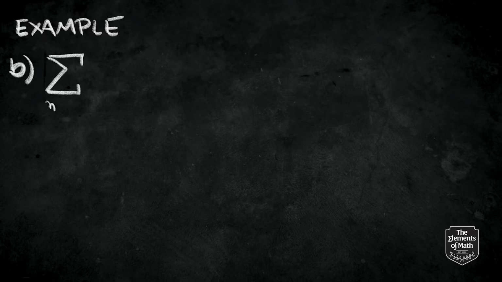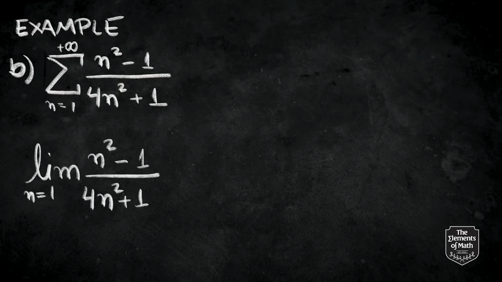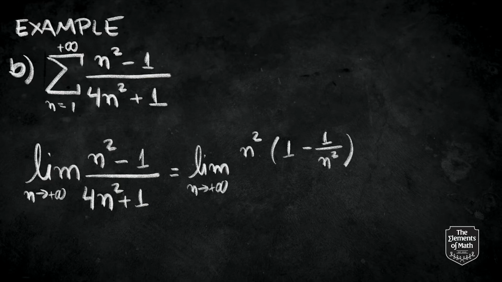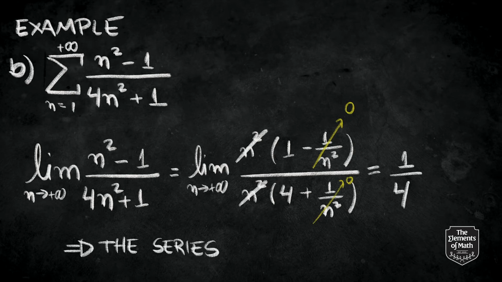Great. So let's see one more example. Example B. Here I'm going to have the series from n equals 1 to positive infinity of (n squared minus 1) over (4n squared plus 1). Again, let's compute the limit. That's the first thing that you have to do. I have no idea if it converges, I have no idea if it diverges. Let's compute the limit. Computing the limit, simplifying, I found 1 over 4. Great, that's different than 0. So the series is divergent.